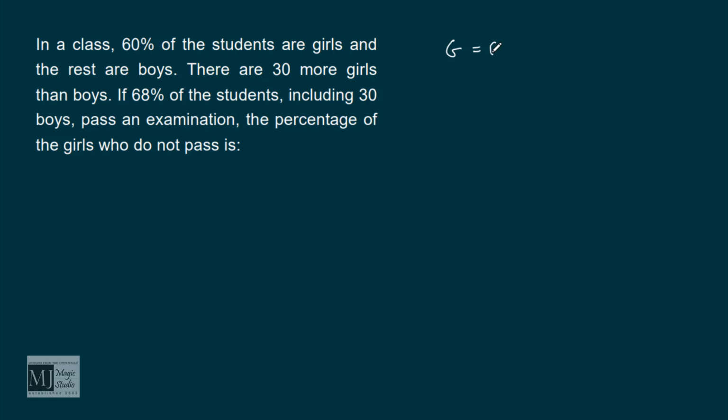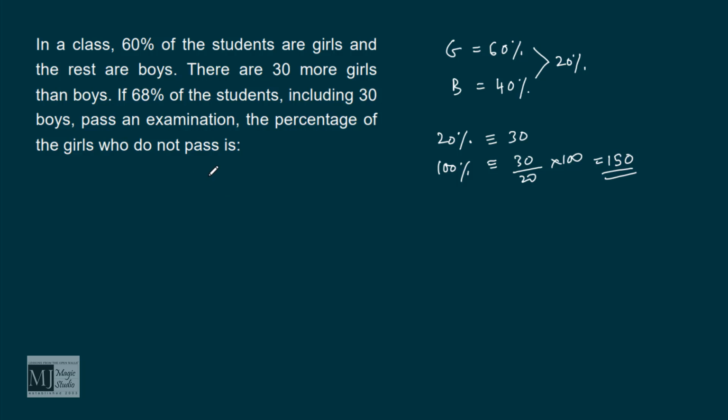In a class, 60% of the students are girls. Therefore, boys should be 40%, and the rest are boys, obviously. There are 30 more girls than boys. Percentage wise, it is 20% more. That means 20% of the total class strength is equivalent to 30. 100% is equivalent to 30 by 20 into 100, that is 150. So there are 150 students in the class. Girls should be 60% of 150, that is 90. Boys 40%, that is 60. Total 150 students.